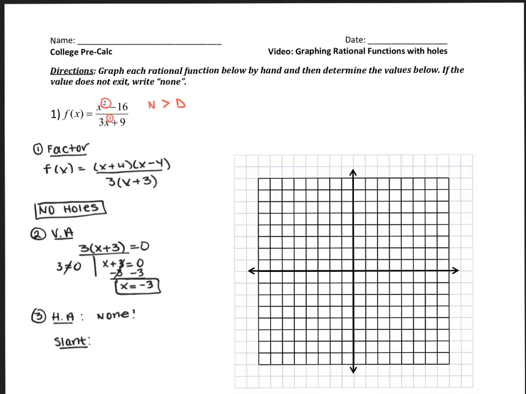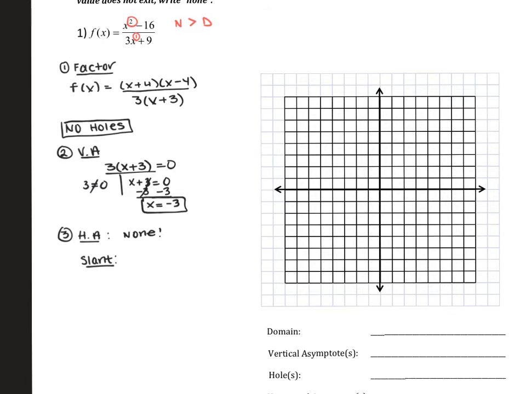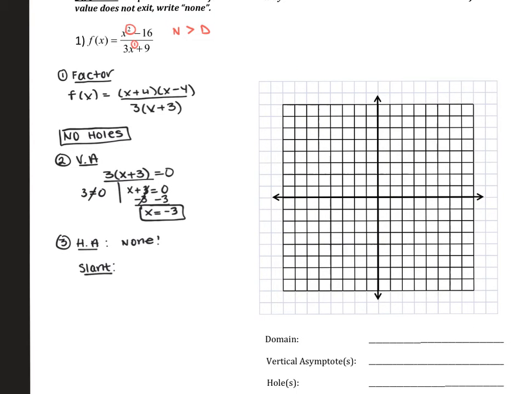In order to find the equation of the slant asymptote, we're going to have to do some long division. So we're going to take this 3x plus 9 and put it on the outside. And on the inside, we're going to put this polynomial, x squared minus 16. But just be careful, we need a 0x as a placeholder. So now we're going to do our long division.